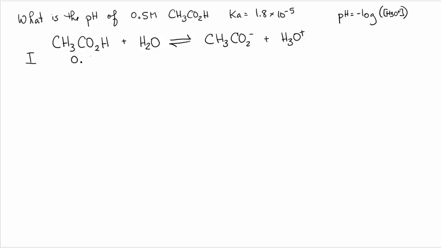The initial concentration of acetic acid is 0.5. We don't care about water. You're going to see me do this a lot over the next couple of weeks, but we don't care about water. It doesn't appear in the Ka expression. It doesn't change its concentration. I'm never going to ask for the concentration of water because the concentration of water is going to stay like 55 molar. So we don't care about water in the equilibrium table. We have no acetate and we have no hydronium to start with.